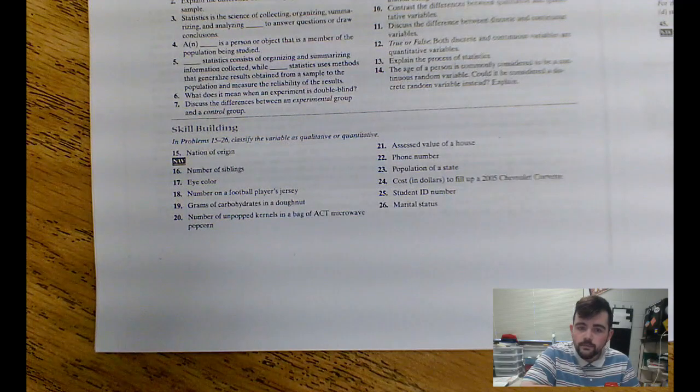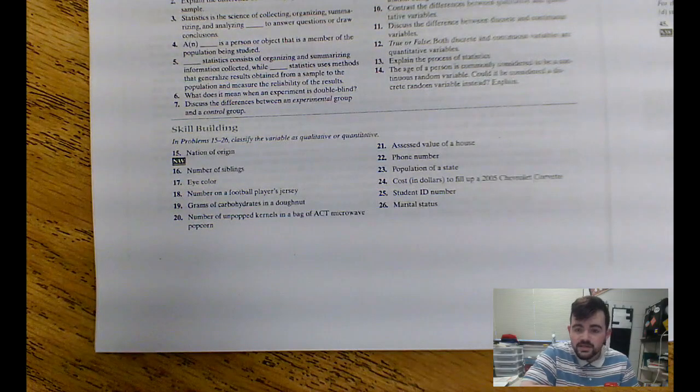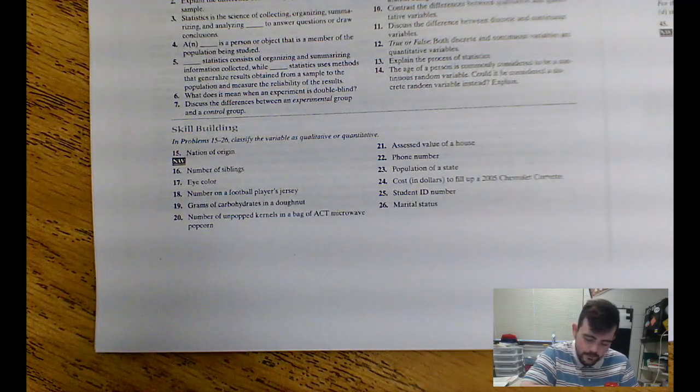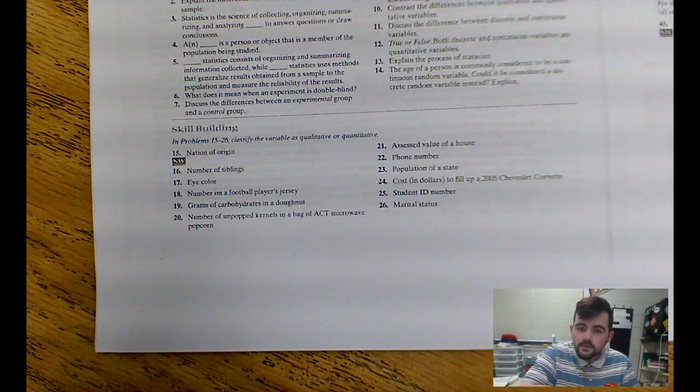For example, age. I'm 25. You guys are probably 17, 18. We could say the average age in the class is somewhere between 17, 18, and 25. Okay? So, take a minute, pause the video, and write down qualitative or quantitative for 15 through 26. So go ahead and number 15 through 26 and write your answers. Pause the video and we're going to come back together.